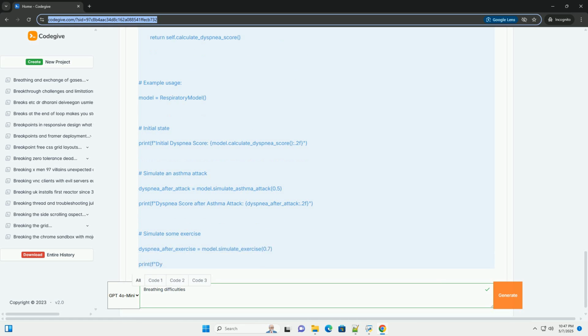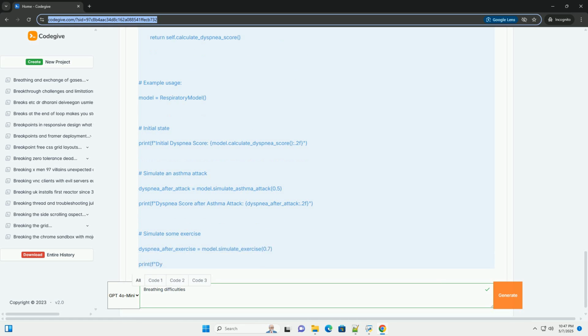6. Simulating breathing difficulties programmatically, conceptual and educational. Important disclaimer: this code is for educational purposes only. It should never be used for medical diagnosis or treatment. Simulating physiological processes is complex, and this is a vastly simplified model. Always consult with a qualified medical professional for any health concerns.